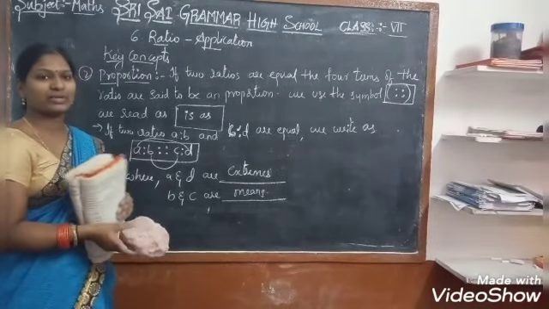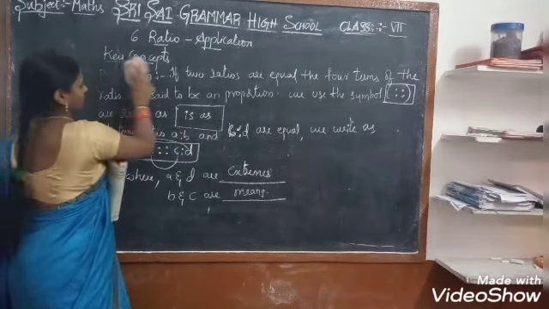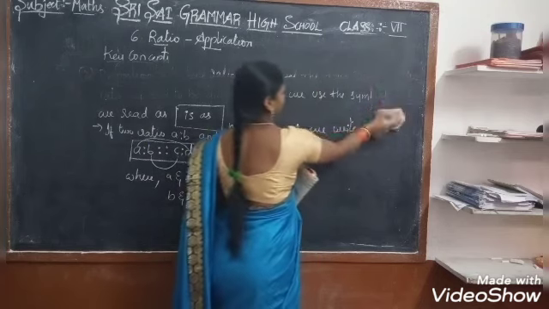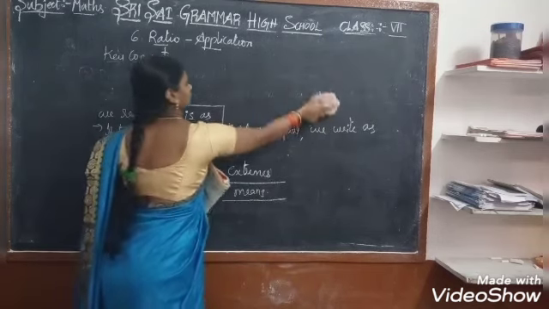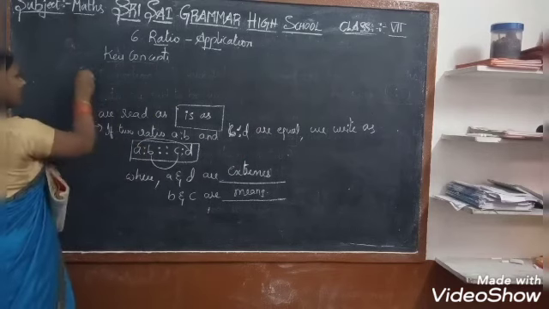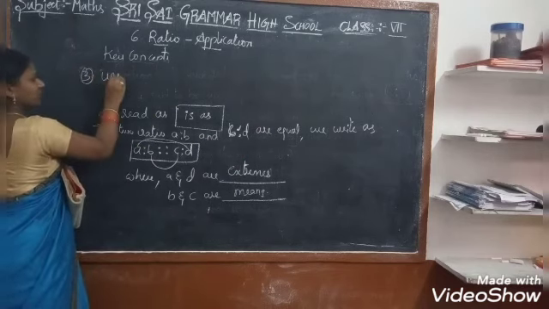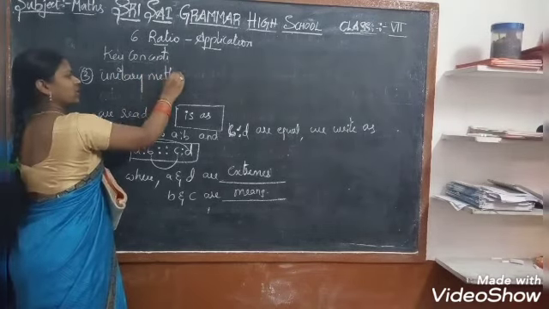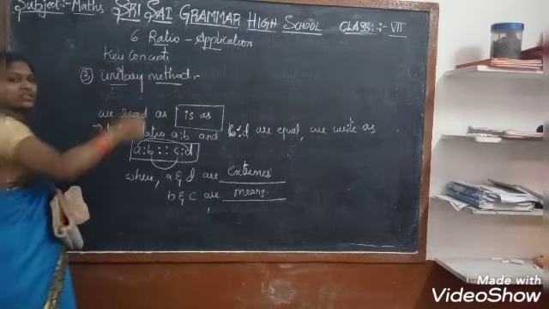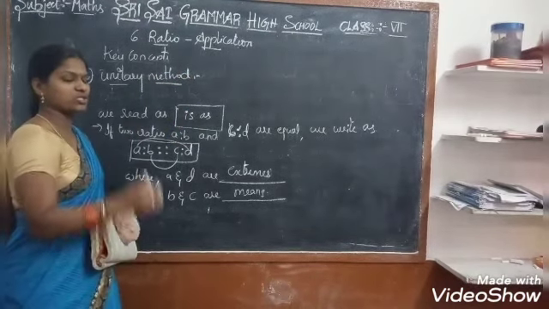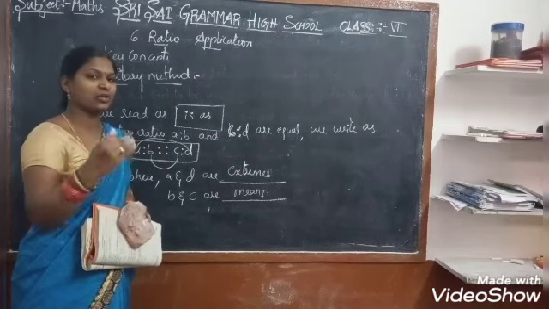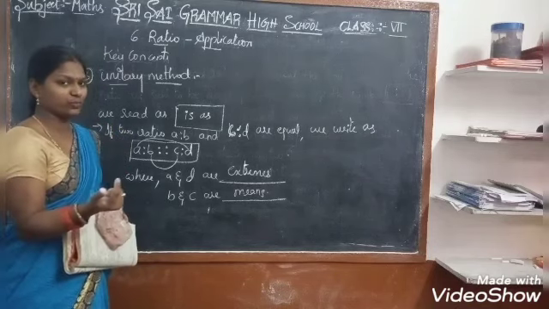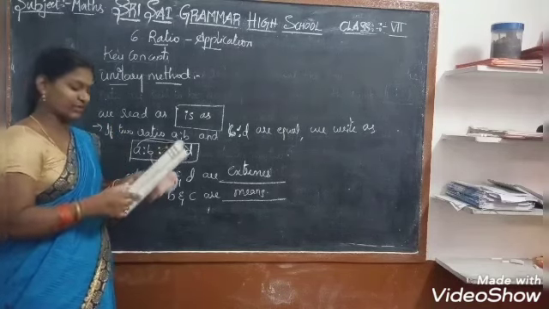Now let us do the unitary method. Unitary means 1 unit. Where we are using unit 1. Based on this, we are going to do the problems to understand what the unitary method is and how it is applied. How are we going to find the unit value, the 1 unit value? Write everyone, the definition.